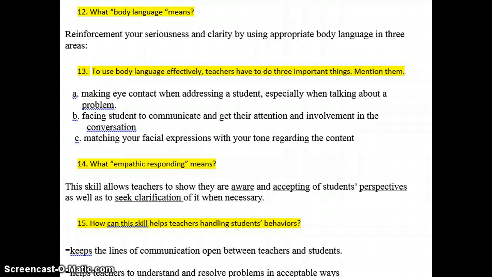Teachers have to do 3 important things. Mention them. Making eye contact when addressing students, especially when talking about a problem. Facing students to communicate and get their attention and involvement in the conversation. Matching your facial expressions with your tone regarding the content.